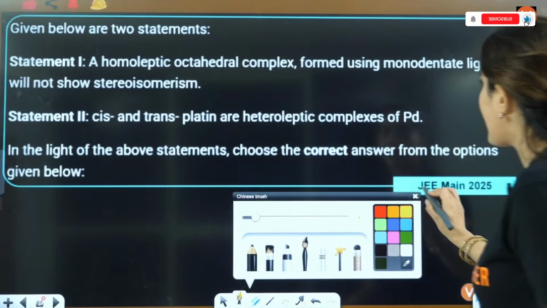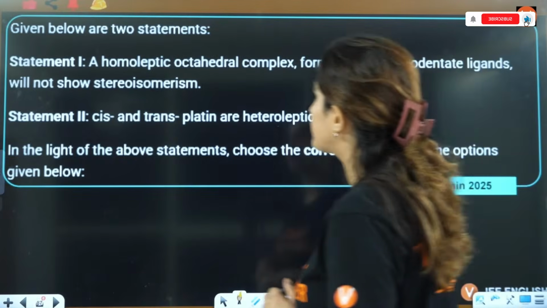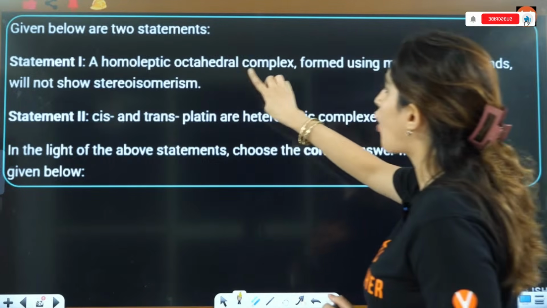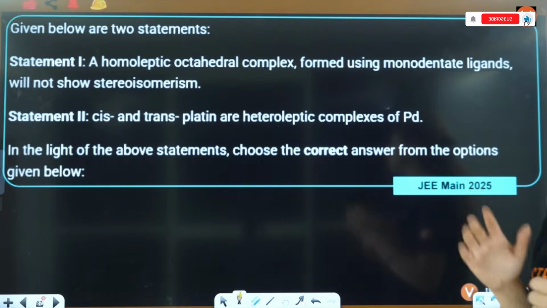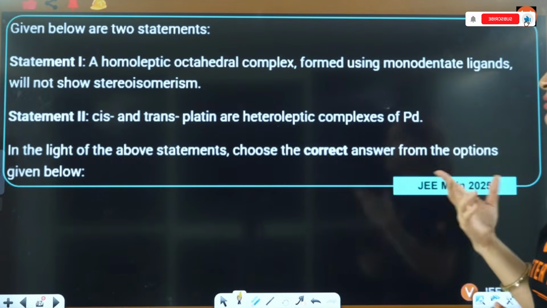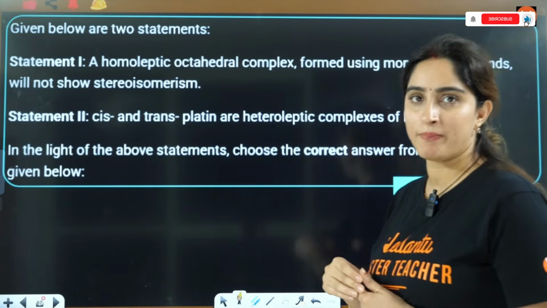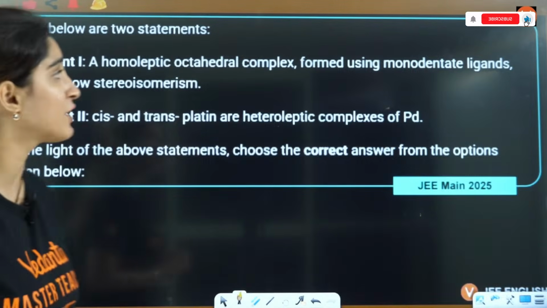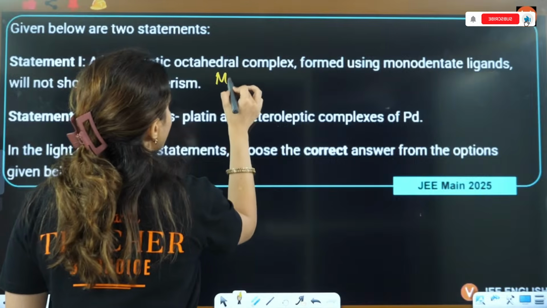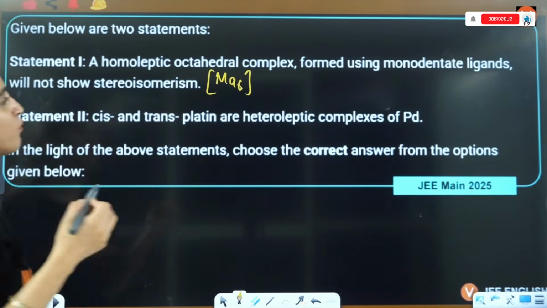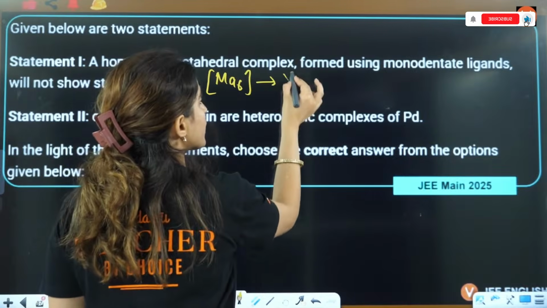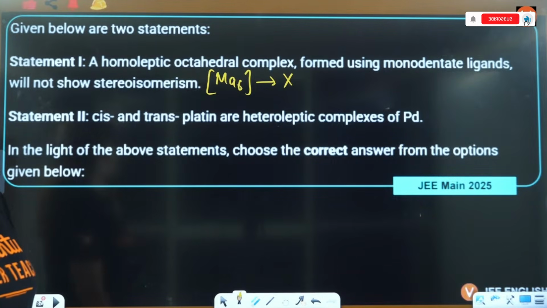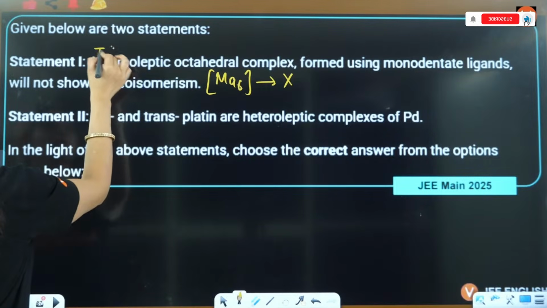Right? Then guys, we have the next question, that is JEE 2025. A homoleptic octahedral complex formed using monodentate ligands will not show any stereoisomerism. Now they are saying homoleptic octahedral complex, where all the ligands are the same, Ma6, formed with monodentate ligands. We have seen that this will never show any stereoisomerism, neither geometrical isomerism nor optical isomerism. So this is the correct statement.